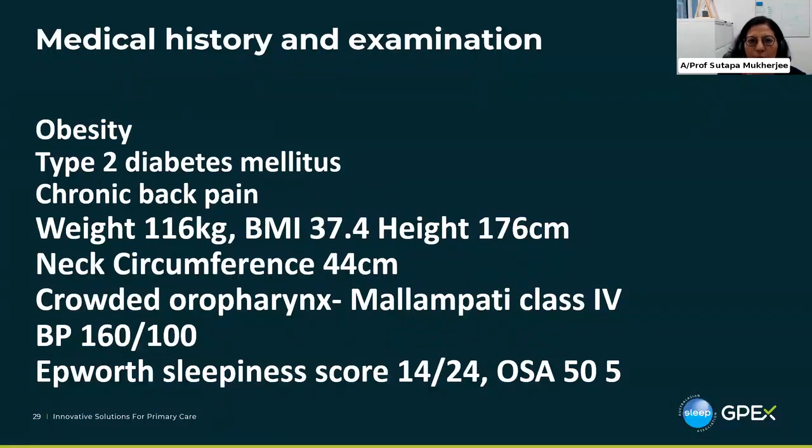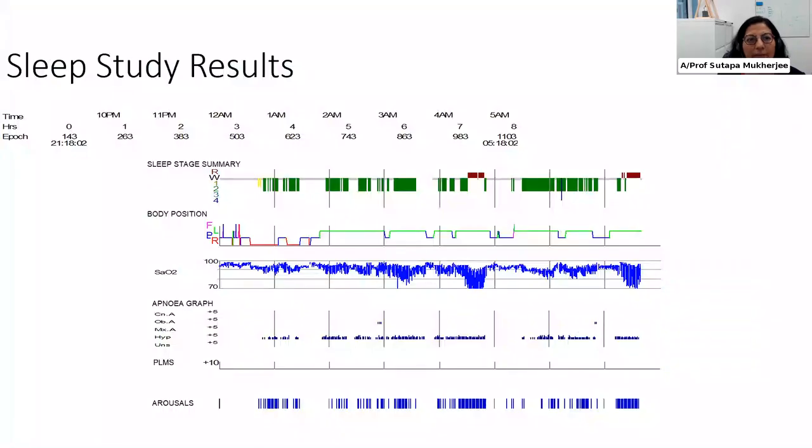He was overweight with a BMI of 37, and he also had an increased neck circumference with a Mallampati class 4 oropharyngeal crowding. He was hypertensive, and the Epworth Sleepiness score was 14 out of 24, and he was scoring 5 on the OSA 50 screening questionnaire. So he went on to have a direct referral for a sleep study.